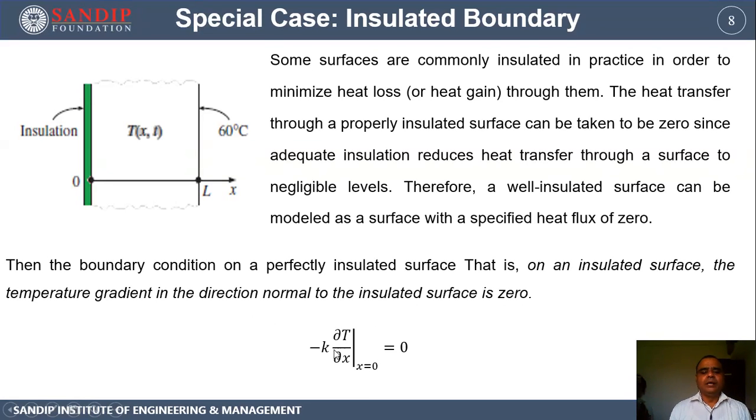So what I am doing: minus k del T upon del x at x equal to 0 is equal to 0. Why am I taking x equal to 0? Because insulation is there at x equal to 0. So this heat flux is 0, and now the temperature gradient itself will become 0. So whenever an insulated boundary is there, the temperature gradient at that location can be equated directly to the value 0.